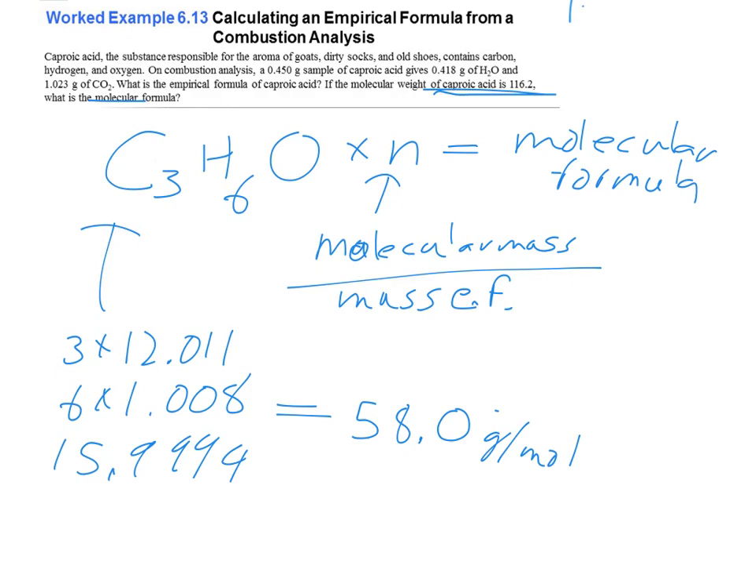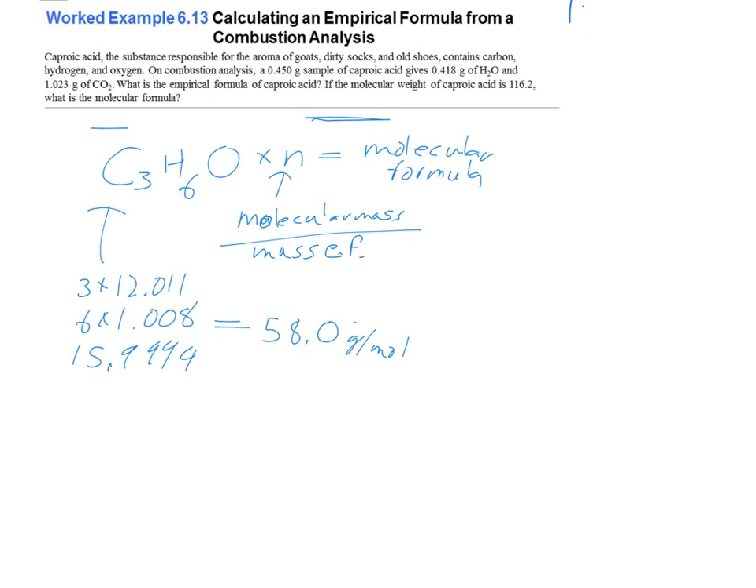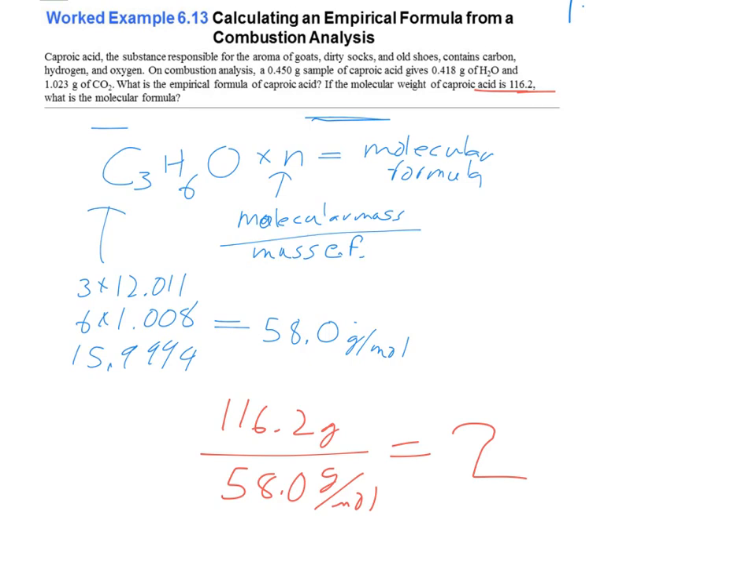So now to get our multiplier n, we take the molecular mass given to us in the problem, 116 grams per mole, divide by the mass of the empirical formula, and I don't even need to reach for my calculator for this one, you wind up with 2. So 2 is our multiplier. So our molecular formula would be C6H12O2, and I can't write the 2 on the O.